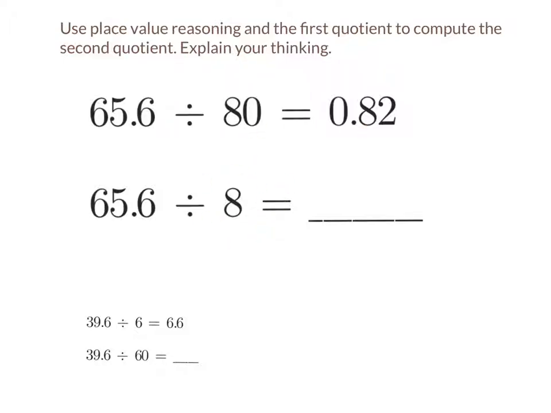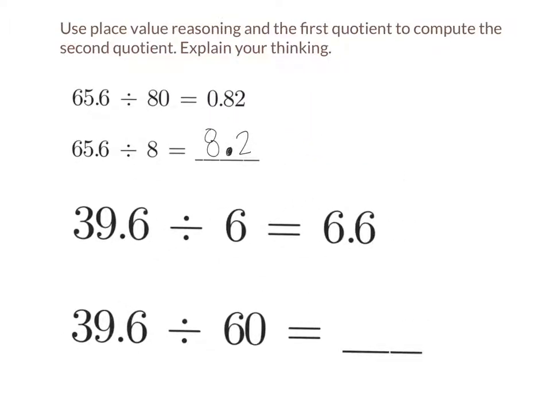So, do we even need to do division? No. Can we just write something that's 10 times bigger than 0.82? Yeah. So what's 10 times bigger? 8.2. Very good. So you can see how we can use what we know about place value reasoning to figure out these answers. Okay, let's try the second one.